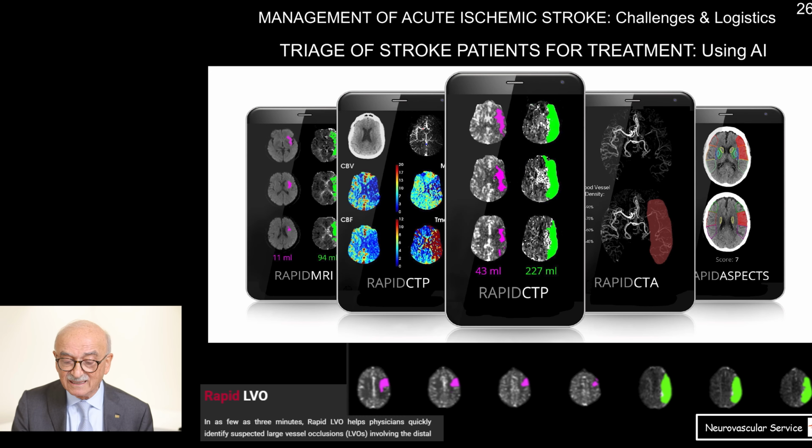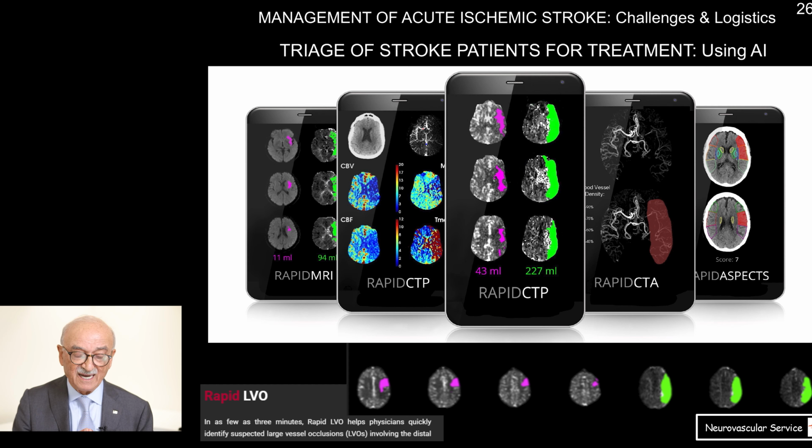So accurate, expedited, and timely imaging of the vessel occlusion, the site of the occlusion, the status of the collateral circulation, the size of the core infarct, and the size of the penumbra is absolutely necessary to avoid futile treatment and or catastrophic hemorrhagic complications. And this is what the rapid artificial intelligence software that we have at our hospital gives us.